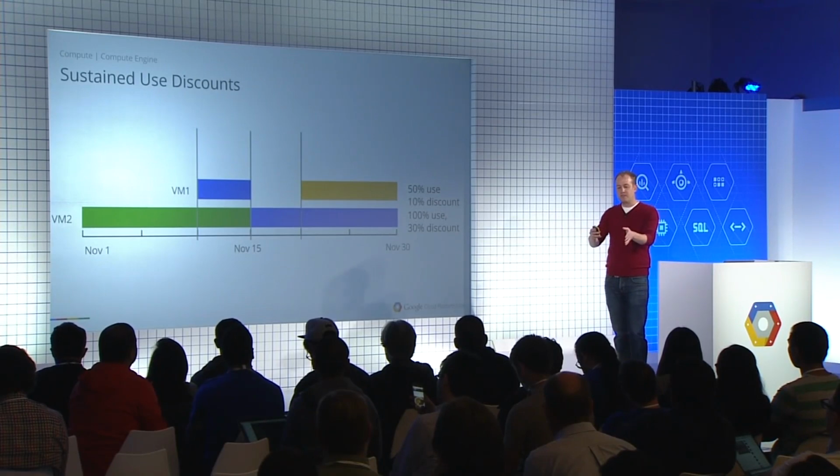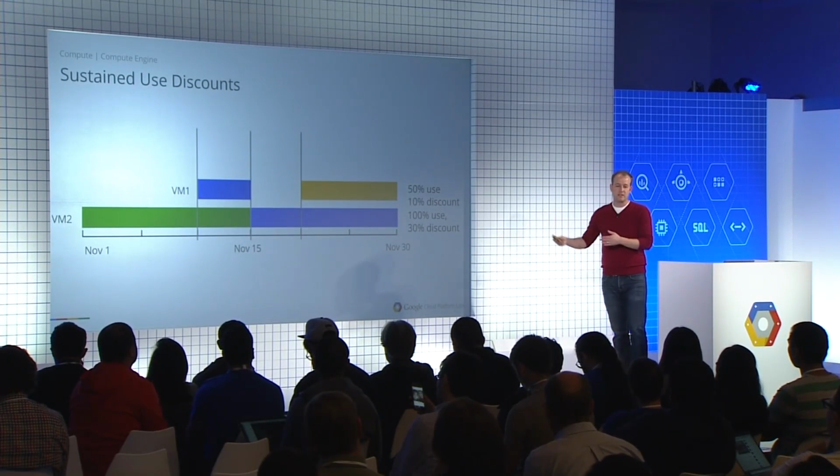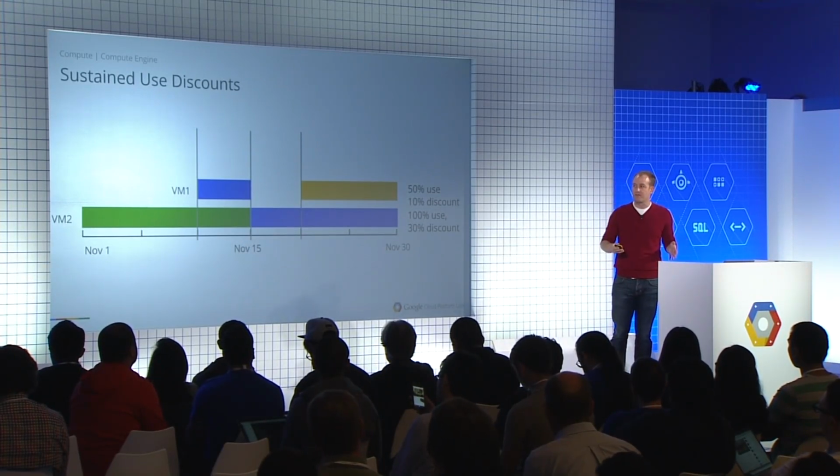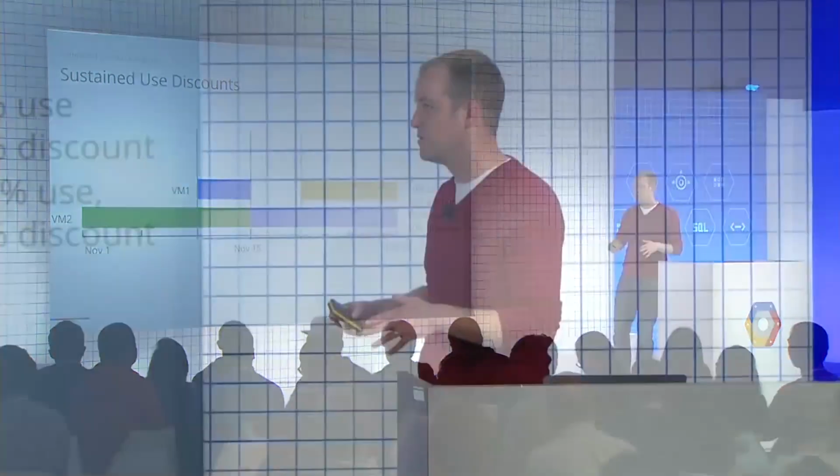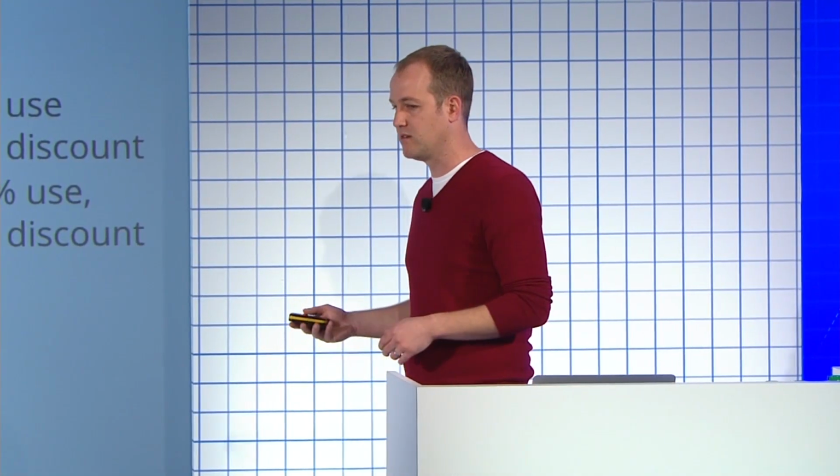But then we'll take the rest of it, add it up together, and then you get a discount of 10% if you're only using half of a VM for a month. So once again, this is all done for you automatically. You don't need to do as much planning. When you need a VM, it's ready to go for you.